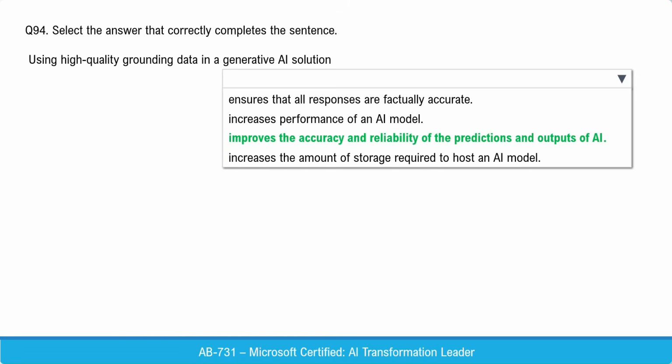Now let's look at the other options. Ensuring that the responses are factually accurate is incorrect because grounding improves accuracy but does not guarantee perfection. Increasing performance of the model is also incorrect because grounding does not make the model faster or more efficient. Increasing storage is not relevant because grounding uses external data sources rather than changing how the model is stored. That is what the correct answer is. Improves the accuracy and reliability of the predictions and outputs of AI.